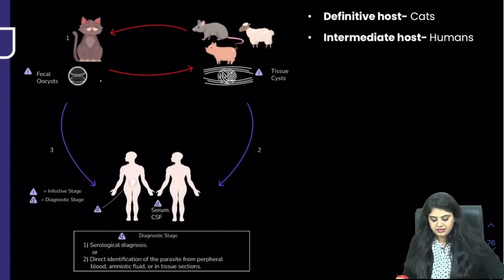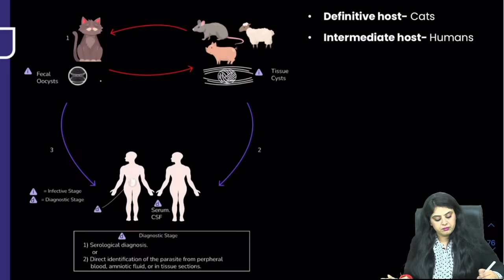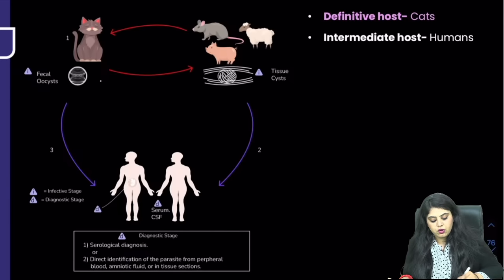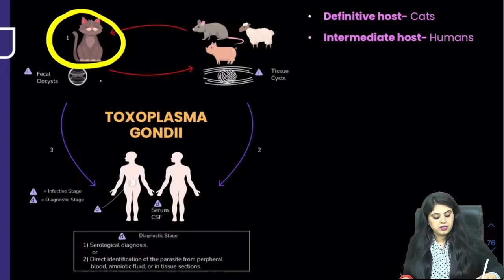What do you think is going to be this? What is this, guys? You can see one cat. Now, as soon as I see a cat and then some association with human beings, so there's a definitive host called cat and an association with human beings, I know I'm dealing with the life cycle of Toxoplasma gondii. Now, they are going to ask you what? How is Toxoplasma coming from the cat to the humans?